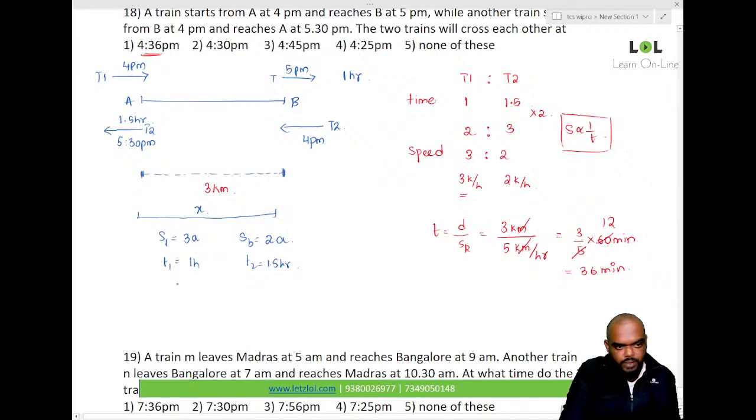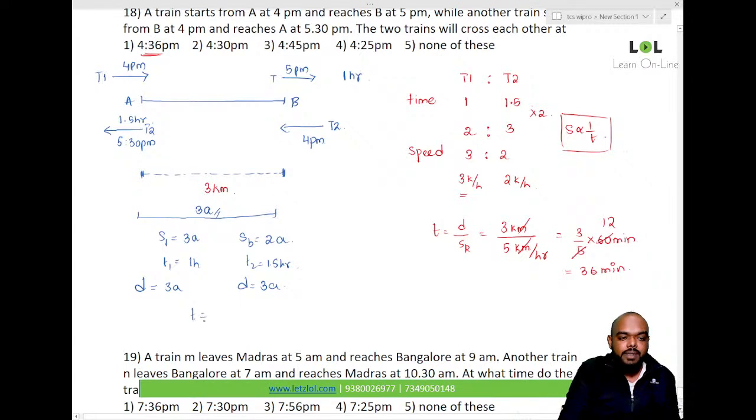What do we need? We need a time, right? I cannot consider this. I have to take it as 3a itself. Why? Distance is speed into time. Here also distance is speed into time. 3a into 1 is 3a. Here also distance is the same thing: 2a into 1.5 will get us 3a. So this will be 3a.